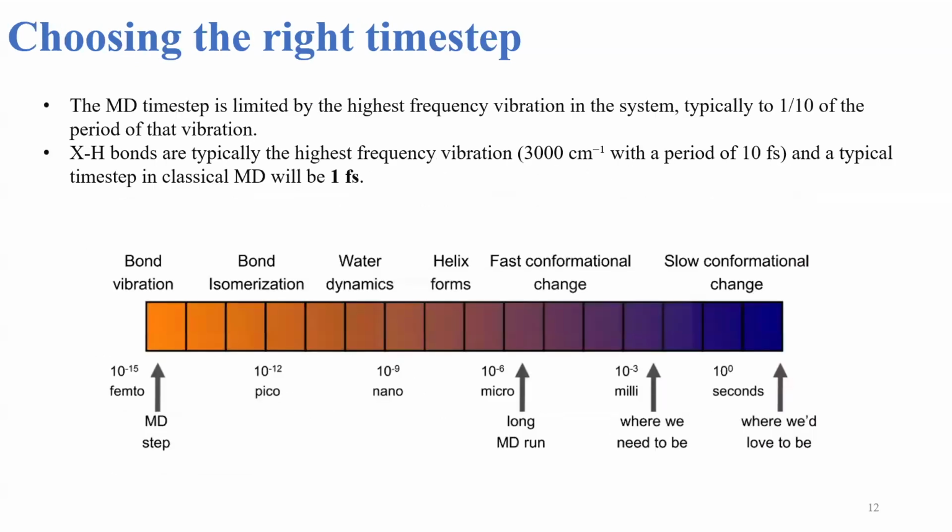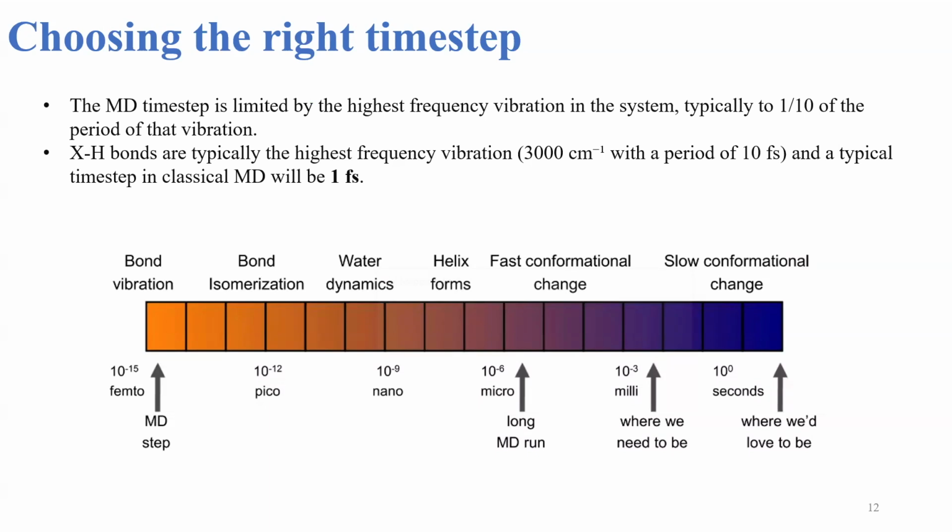Now we keep talking about this delta t. So it's important to understand what this delta t should be. The molecular dynamics time step is limited by the highest frequency vibration in the system, and typically is 1/10 of the period of that vibration. So suppose you have a hydrogen bond, that bond in a classical picture keeps vibrating, and if the frequency is very high, then if you want to resolve that phenomenon, you have to have a very small time step, if it makes sense.